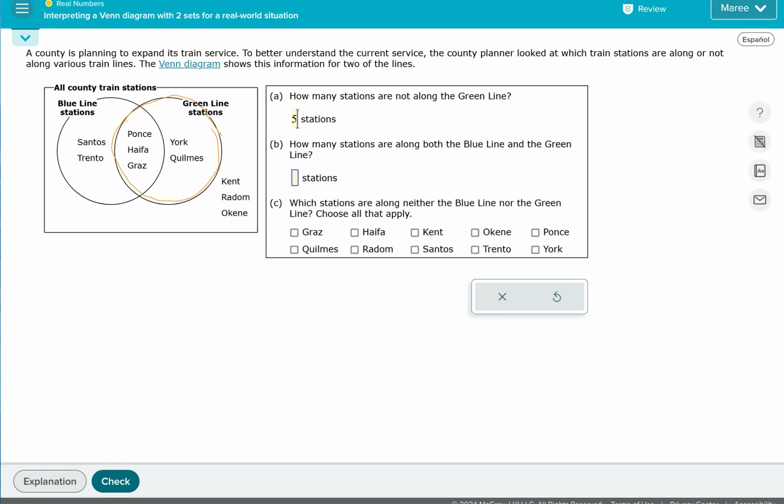How many stations are along both the blue line and the green line? So we want to find the intersection of those two, green line and blue, and that would be right here. These 3 are on both lines. So we're going to put a 3 right here. And the last question for this particular problem.